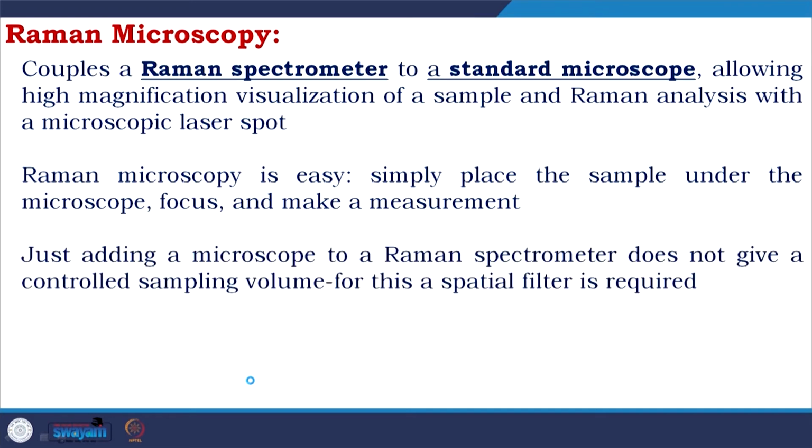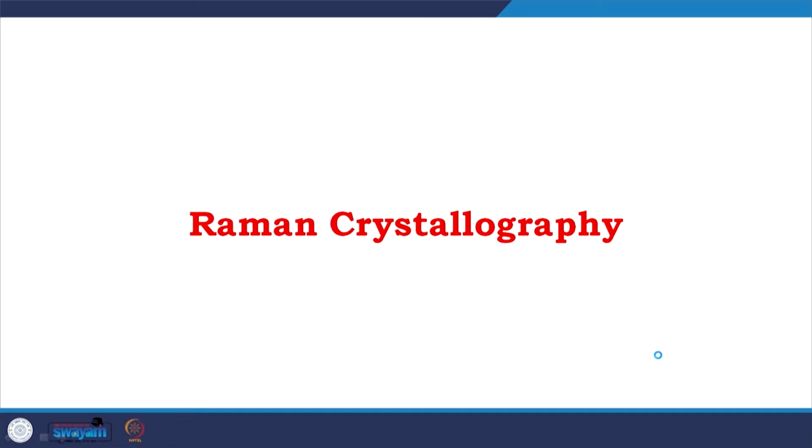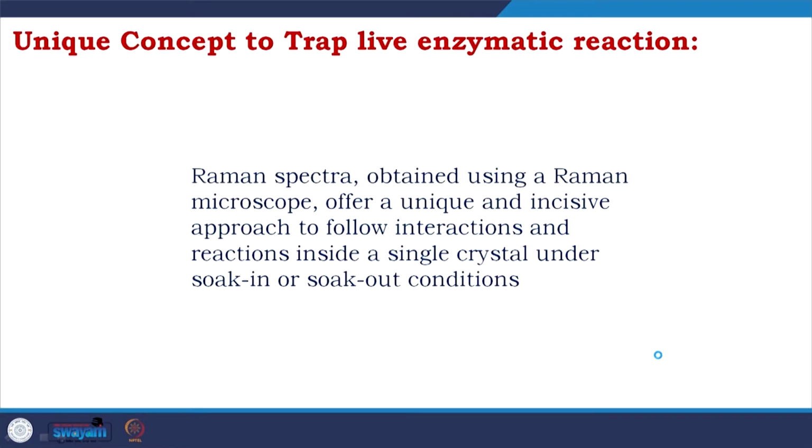Just adding a microscope to a Raman spectrometer does not give a controlled sampling volume. For this, a special filter is required. Confocal Raman microscopy refers to the ability to spatially filter the analysis volume of the sample in the XY, the lateral, and the Z, the depth axis. Coming to Raman crystallography, as I told, it is a unique concept to trap live enzymatic reaction. The Raman spectra obtained using a Raman microscope offer a unique and incisive approach to follow interactions and reactions inside a single crystal under soak in or soak out condition.